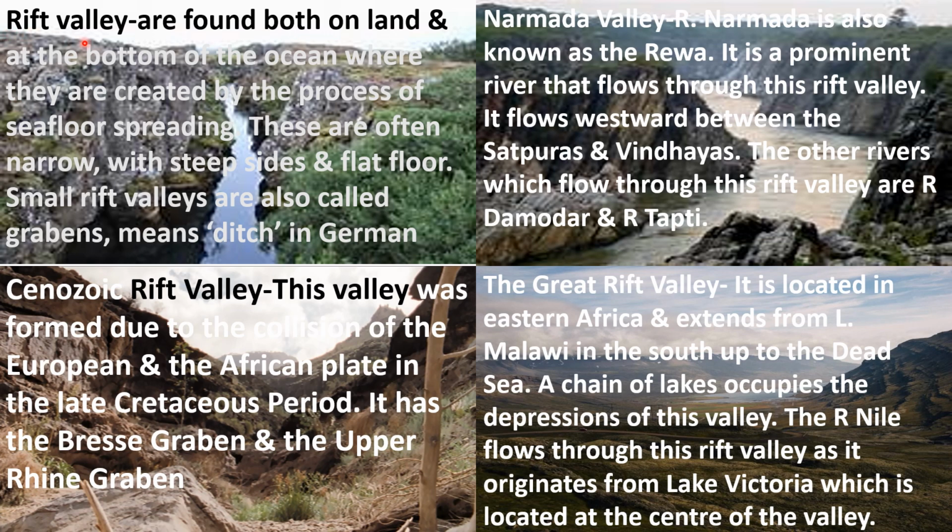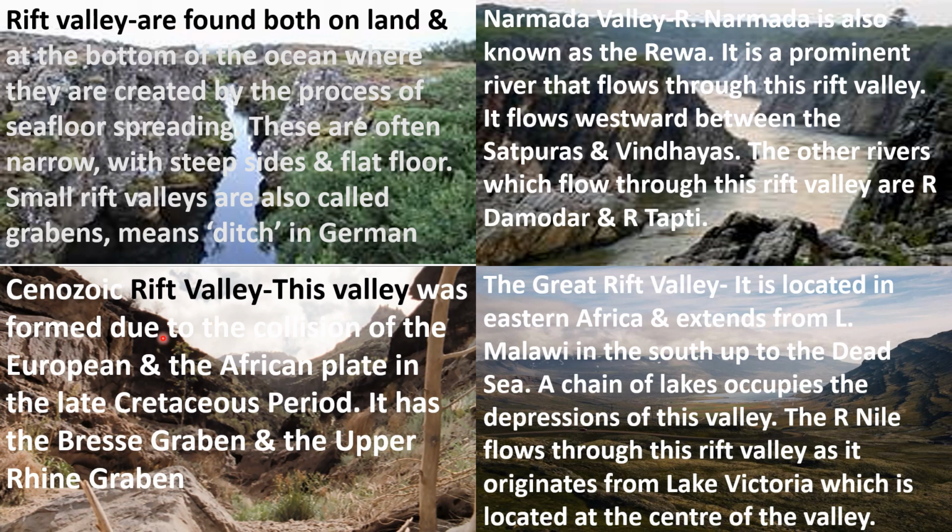So children, rift valleys are found both on land and at the bottom of the ocean, where they are created by the process of sea floor spreading. These are often narrow with steep sides and a flat floor. Small rift valleys are also called graben, meaning ditch in German. You can see this is a rift valley which is narrow, and it has steep sides, standing walls with a flat floor. Examples of rift valleys are the Cenozoic Rift Valley.